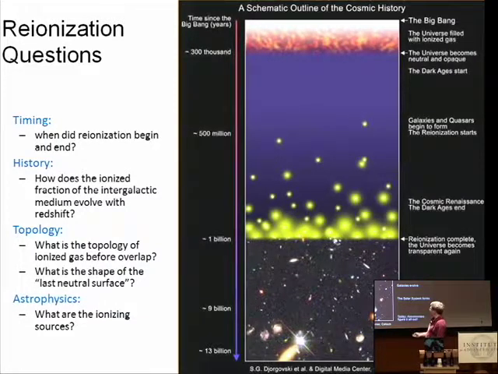So here's some questions about this. Timing: when did it begin and end? How did the ionized fraction of the intergalactic medium evolve with redshift? Is it kind of, you know, like the stock market before the crash, or is it something more sustained, like other economies in the world? Topology: what is the topology of ionization before overlap? What is the shape of the last neutral surface? We talk about the surface of last scattering; here, we can think of a last neutral surface. What is the shape of it? How is it corrugated and on what scales? And then finally, astrophysics. What are the ionizing sources?